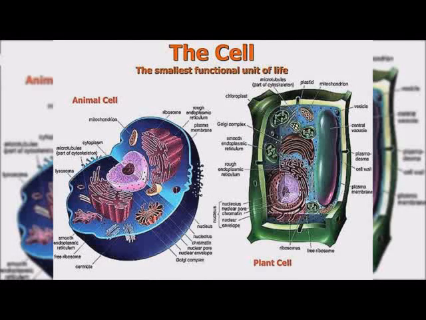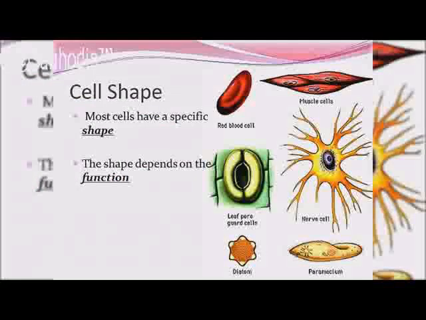Continue the chapter of the cell. The cell is the basic structural and functional unit of life. It is capable of independent existence. It can perform all essential functions for its survival. Most cells are microscopic. They are so small that they can only be seen under a powerful microscope.